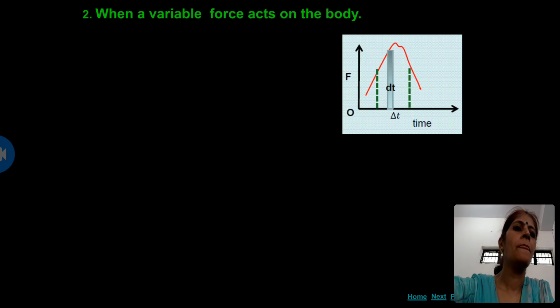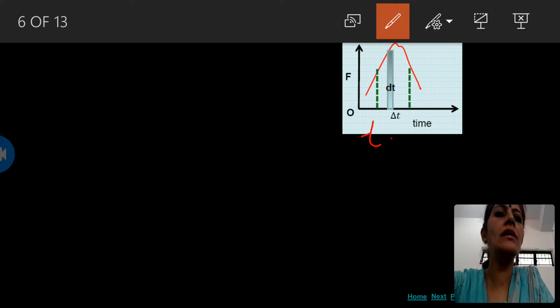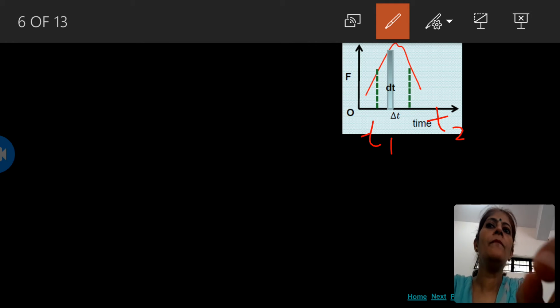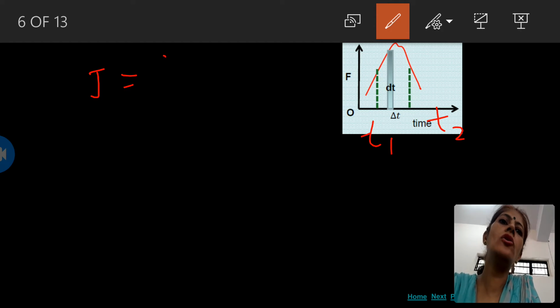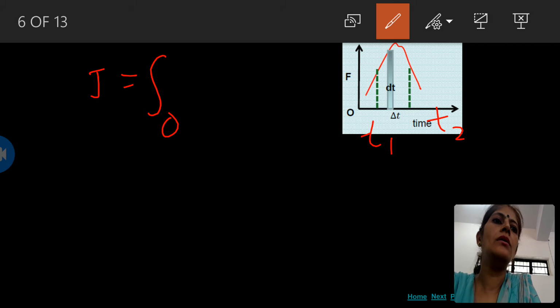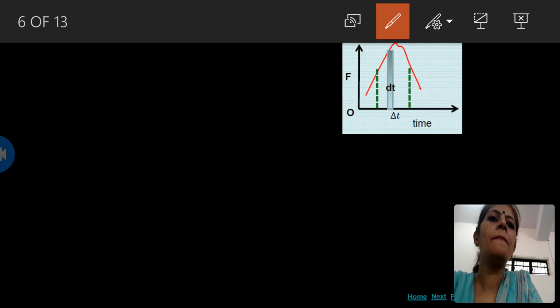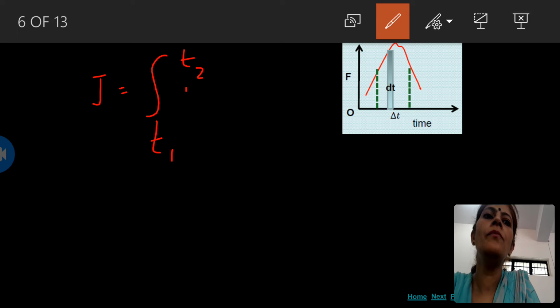Next case, when the force applied is variable. Here again the red line, which is curved in shape, is the force curve, and let us consider the time interval again, say t1 to t2. So the impulse of the force here, that is J, is equal to the integral from t1 to t2 of F dt.